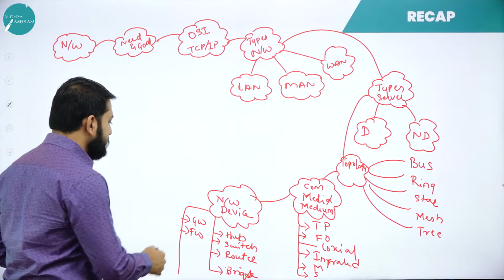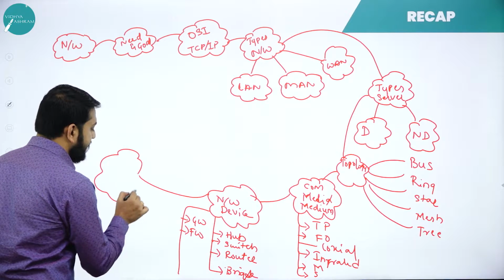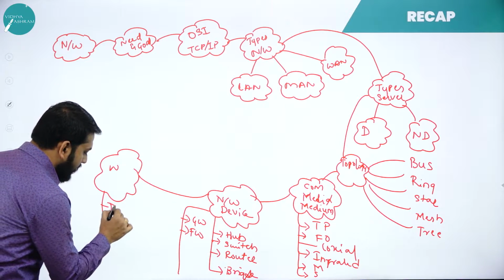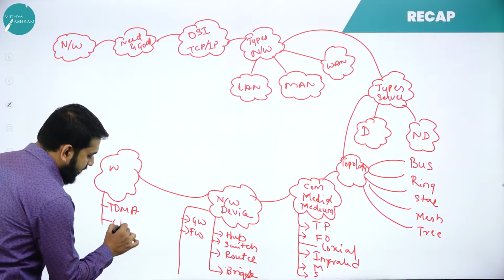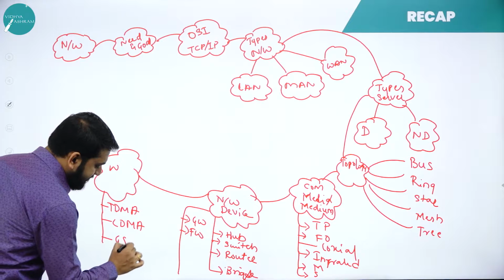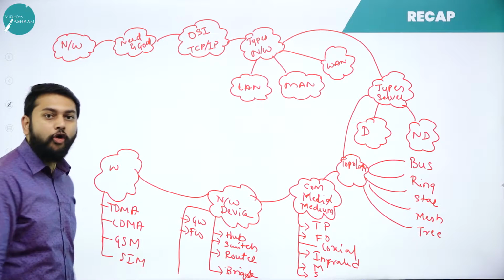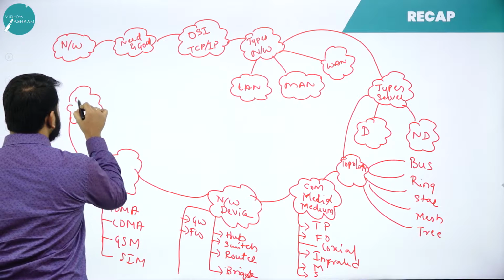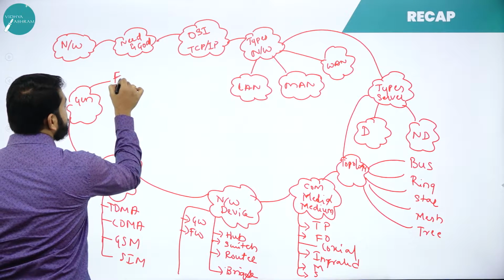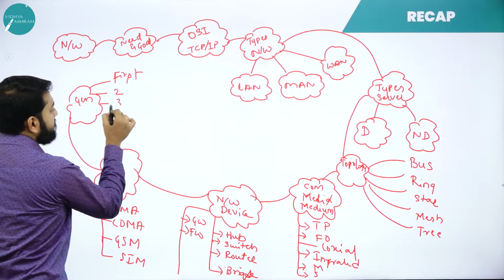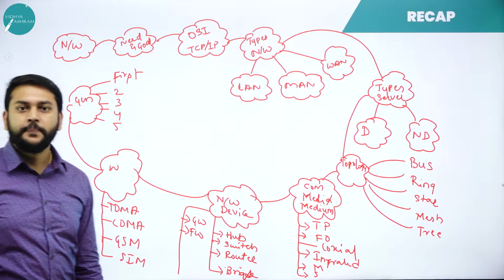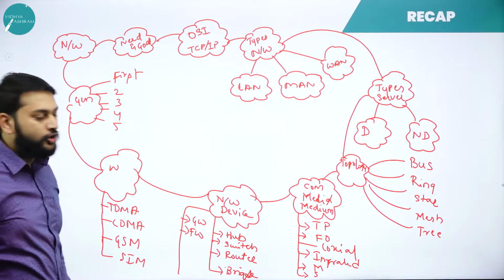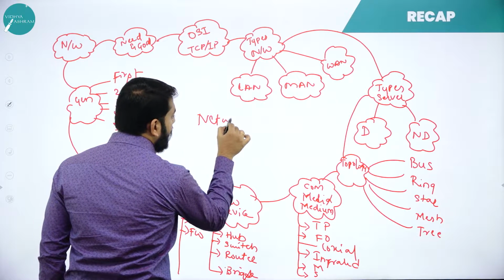Then after that, we started understanding something called wireless technology. In that we studied what is TDMA, what is CDMA, what is GSM, what is SIM. So we understood all these things. When we move forward, we also understood the different generations: first generation, second generation, third generation, fourth generation, fifth generation. So this is what we have studied, and this ends again back to the network. So these are the networking concepts.